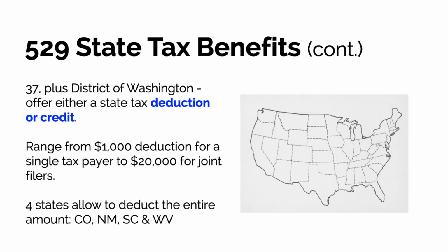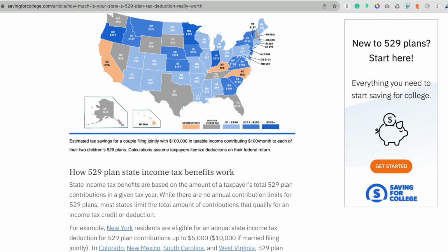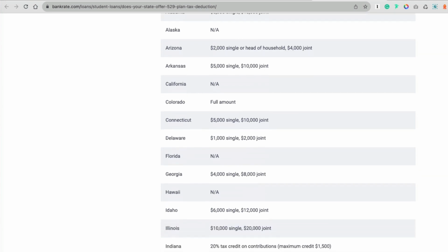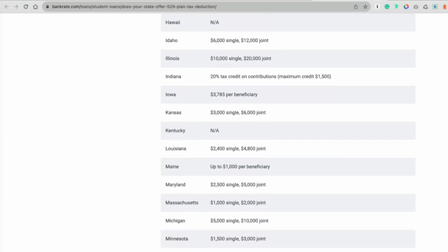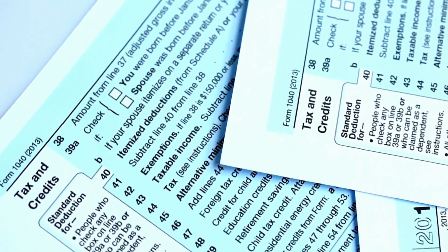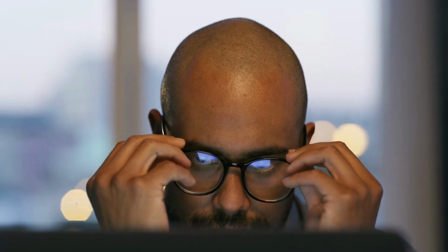Now, why may you have to pay state tax deduction recoupment? There are 37 states plus the District of Columbia that offer a state tax deduction or credit on 529 contributions. Many range from as little as $1,000 for a single taxpayer to a maximum of $20,000 for joint filers. Plus, some states offer a state deduction up to the full amount of contributions. So if you receive a state deduction for these contributions but didn't use them to cover education expenses, you may have to pay back the deductions on your state taxes.